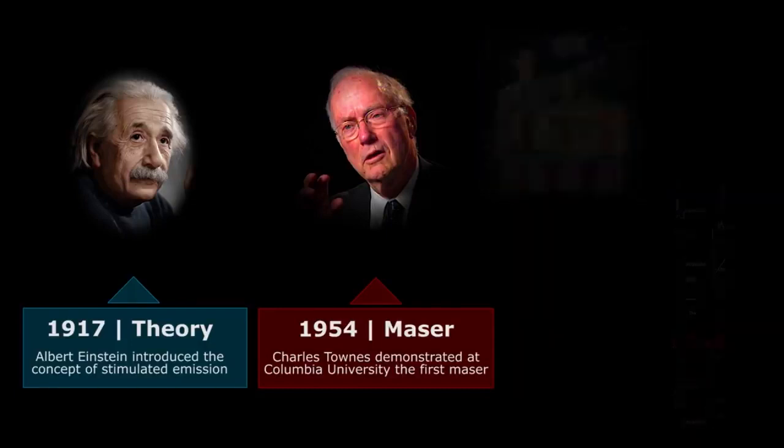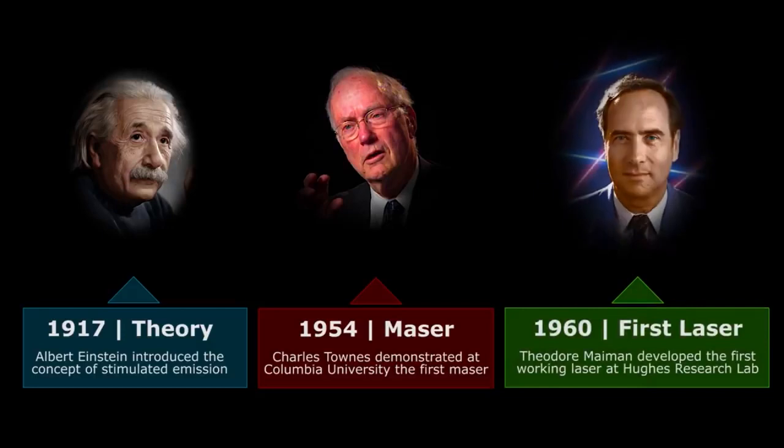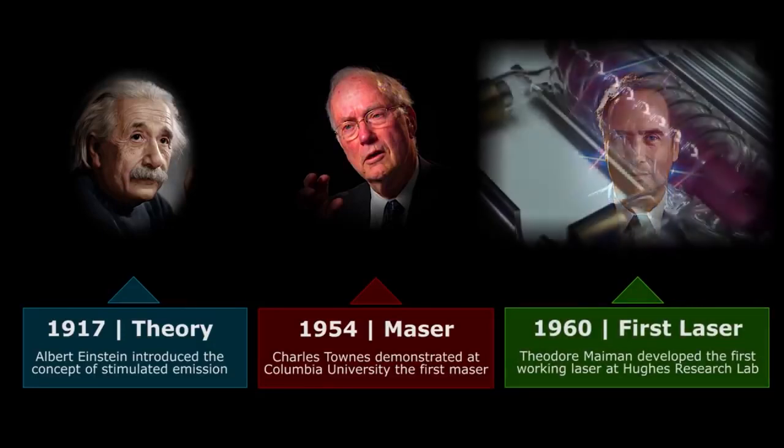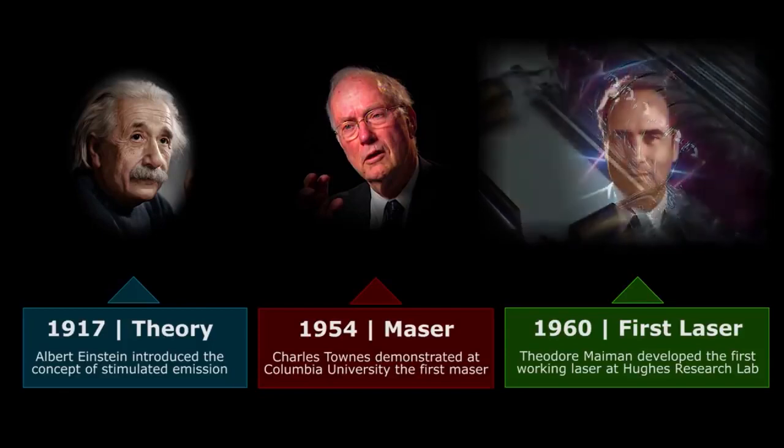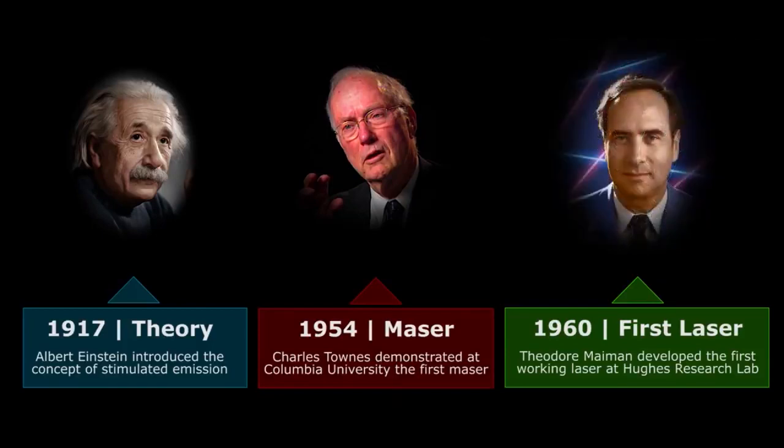This is recognized as the precursor to the laser. It wasn't until 1960 when Theodore Maiman developed the first working laser at Hughes Research Lab. Maiman's early laser used a powerful energy source to excite atoms in a synthetic ruby to higher energy levels. The development of the laser was a collaborative effort by scientists and engineers who were leaders in optics and photonics.